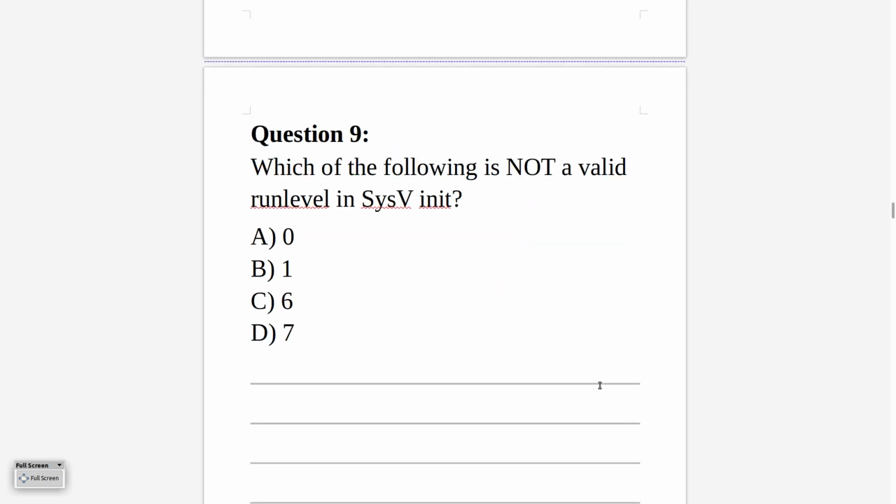Question 9. Which of the following is not a valid run level in SysV init? 0, 1, 6, or 7. Interesting.